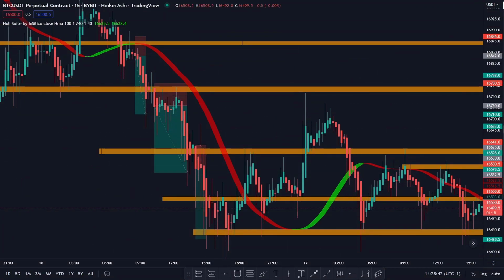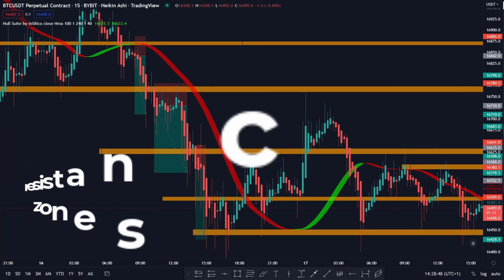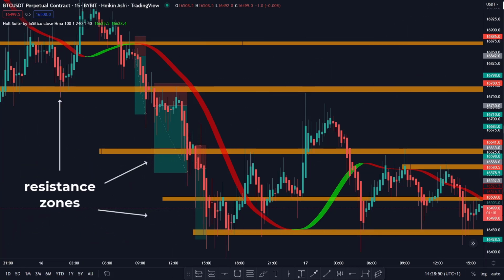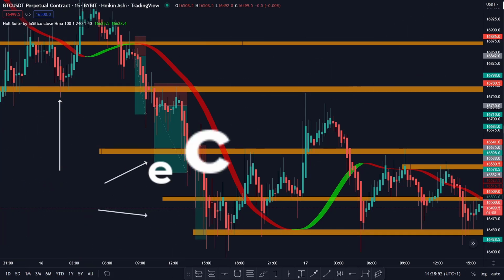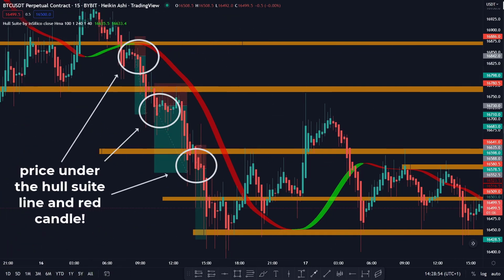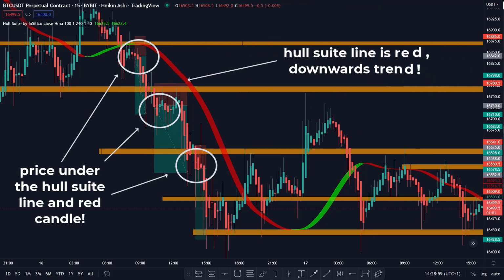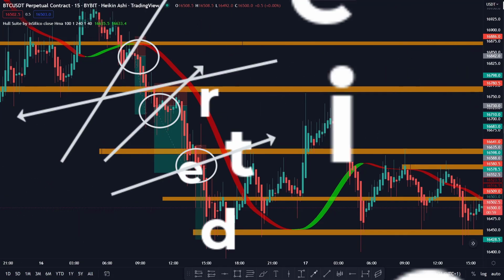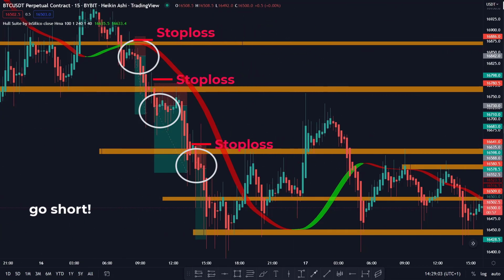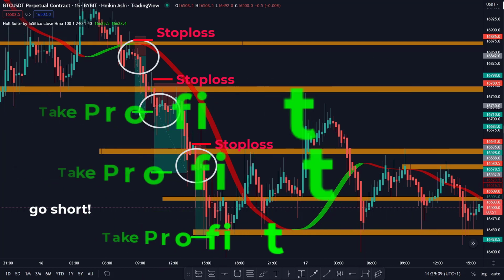In the next example, we will study a short position. The steps are the same as for a long position, but in reverse. First, we look for resistance zones. Once drawn, we wait until price is under the Whole Suite and a red candle forms. If this is also accompanied by the Whole Suite becoming red or going downwards, we enter the market in a short position. We carefully place our stop loss above the nearest resistance zone above our entry position and place our take profit with a risk-reward ratio of 2.